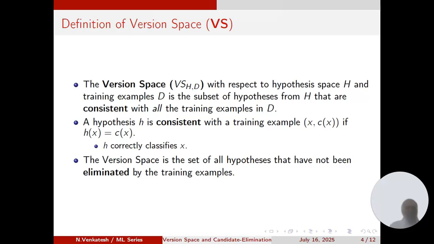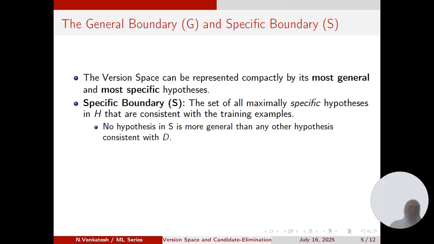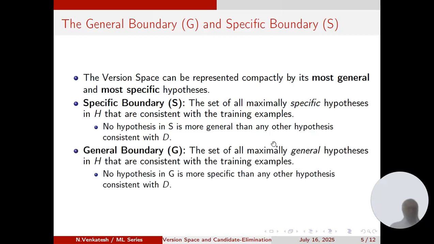Now how can we represent this version space? Version space can be represented by using a general boundary and a specific boundary. So what is this specific boundary? The specific boundary is the set of maximally specific hypotheses that are consistent with the training examples. And the general boundary is the set of maximally general hypotheses in H that are consistent with all the training examples. Let us try to understand this with an example.